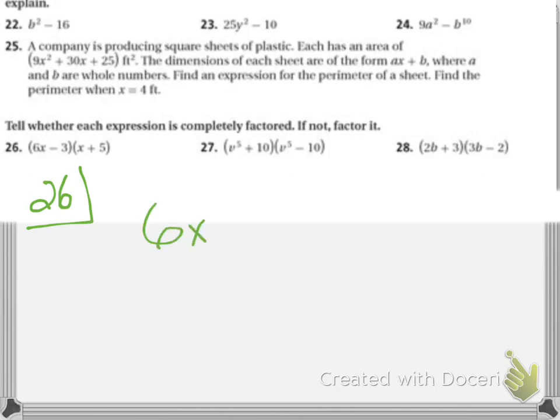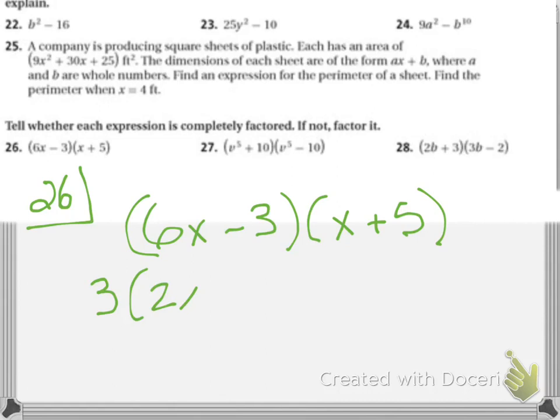6x minus 3 times x plus 5. What can you still factor out? 3 in the first part. Yeah, you can, in the first binomial, 6x minus 3, isn't there still a GCF of 3? Okay, so that is not factored completely yet. What you want to do is pull out the 3 and rewrite the problem with the 3 outside and factored out or divided out of that first binomial. Okay? So be on the lookout for that.